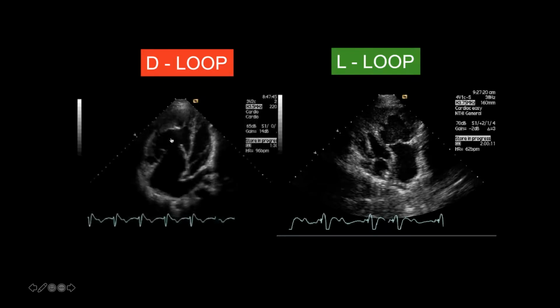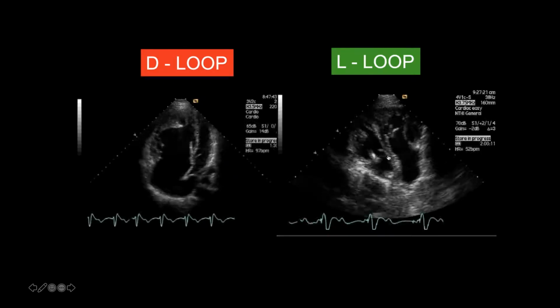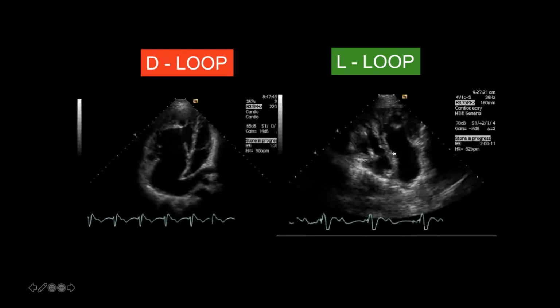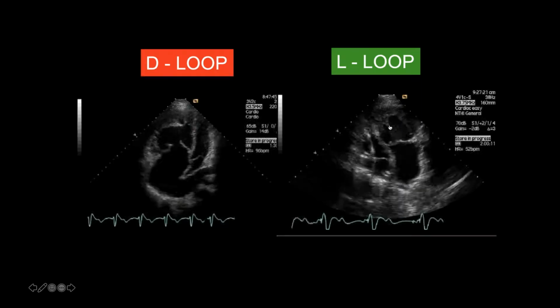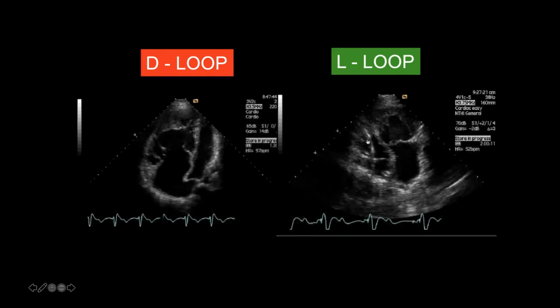The trunk position of the great arteries. But in this patient, we said this is the tricuspid valve, which is more apically positioned than this one. So this is the right ventricle, which is on the left of the left ventricle.